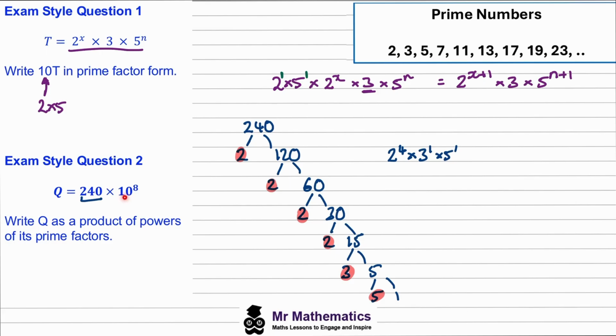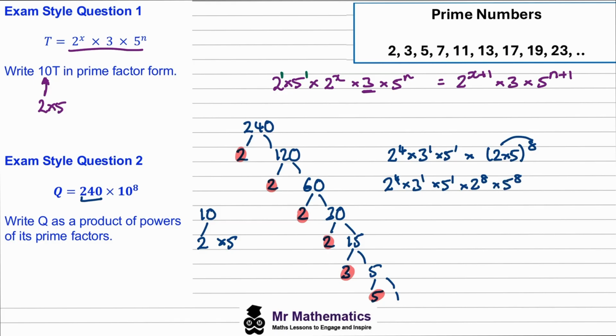Now, rather than writing 10 to the 8 as an ordinary number, what we can do is we can break 10 down into its prime factors, and we get 2 times 5. Now we're raising this 10, this 2 times 5, to the power of 8. So we'll have 2 to the 4 times 3 to the 1 times 5 to the 1. Then we can expand this out. So we've got 2 to the 8 times 5 to the 8.